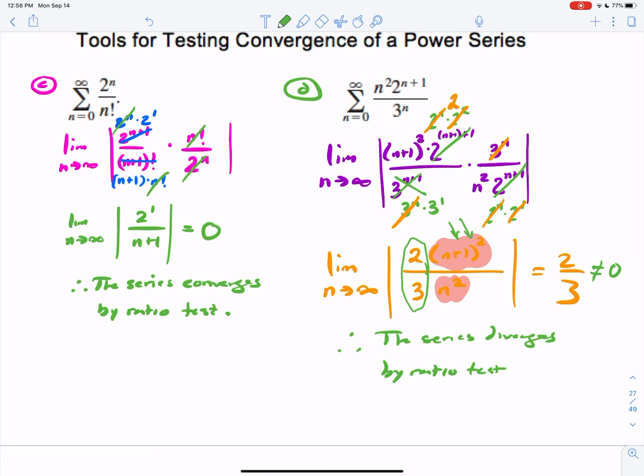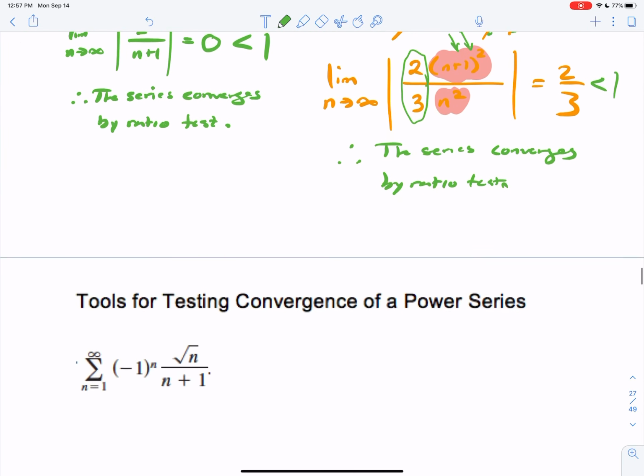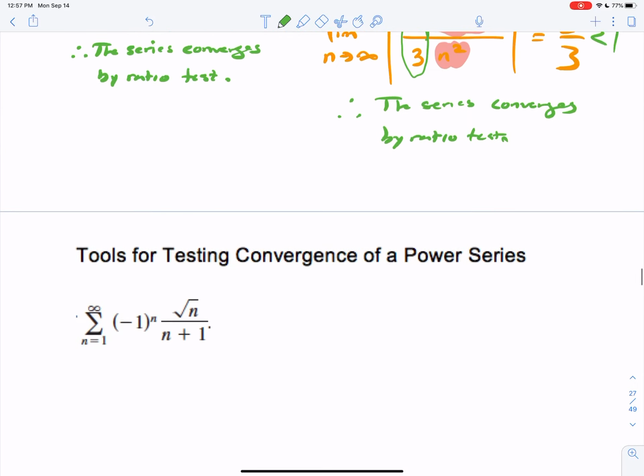Okay. 0 here is definitely less than 1, so we know it converges. And 2/3, oh, not that bad. But hopefully I didn't confuse you guys. 2/3 is definitely less than 1, so we know it converges by the ratio test. Okay. I would definitely pause here and go back in my notes just to make sure. I don't have those values in front of me, so my bad. Let's keep going. Here's part E.